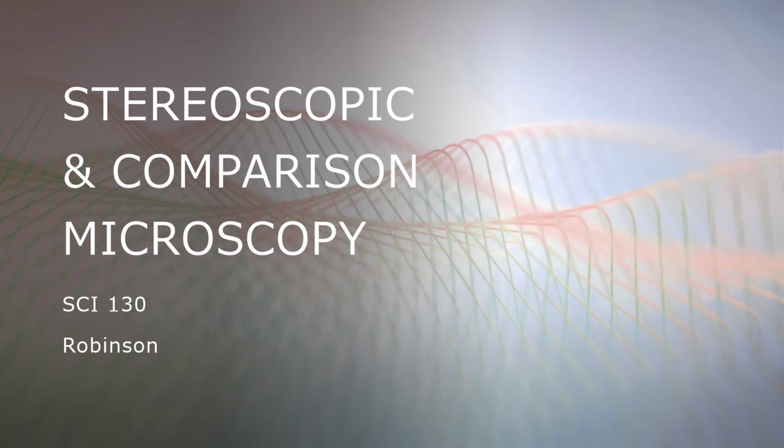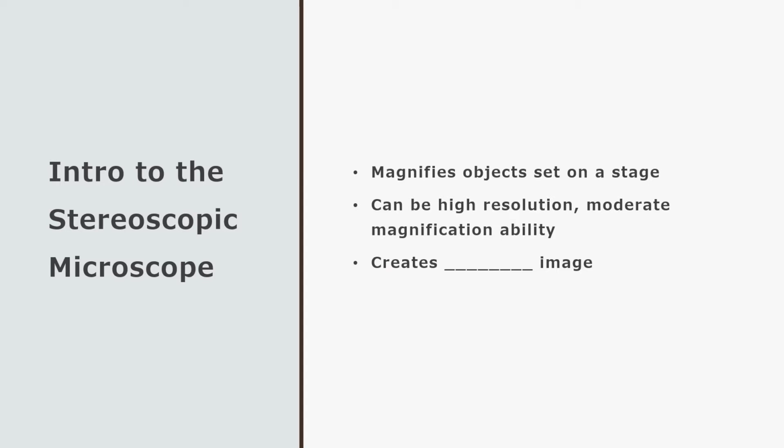Stereoscopic and comparison microscopy. A stereoscopic microscope also magnifies objects set on a stage, just like in compound microscopy. This is not going to be at nearly the same degree of magnification, and ultimately you're going to be provided a much larger field of view and a larger depth of focus to be able to get some detail on a larger 3D image, but you can see more of it with a stereoscopic microscope. The image is still quite high resolution. As with the compound microscope, you view a virtual image.